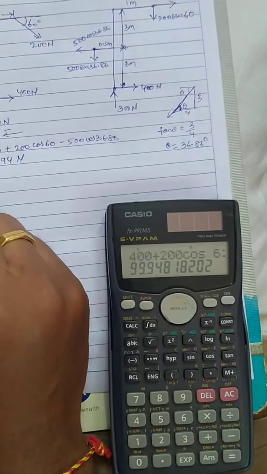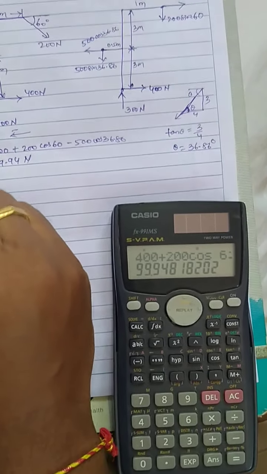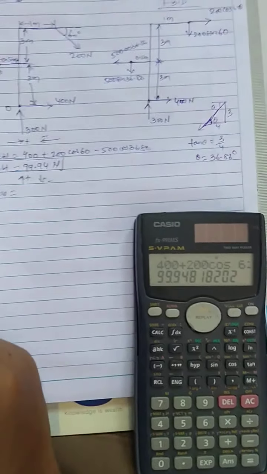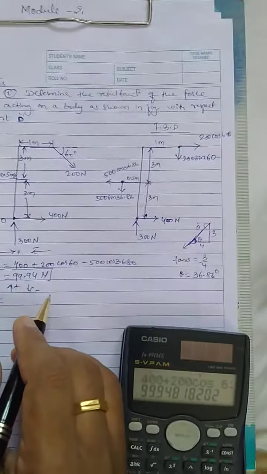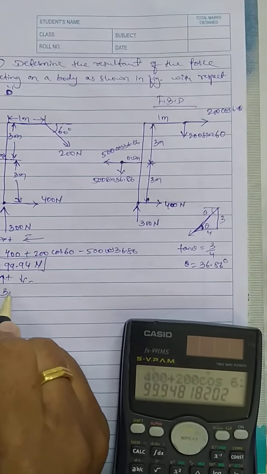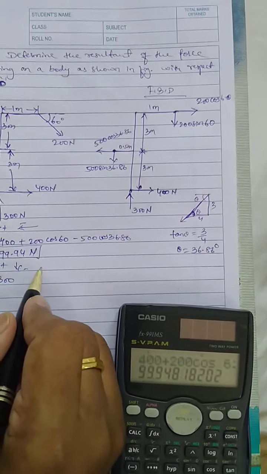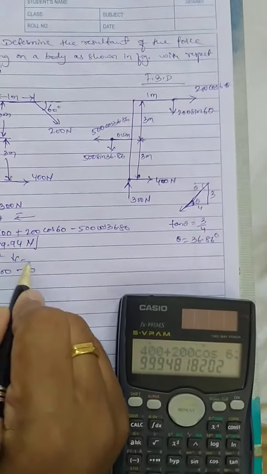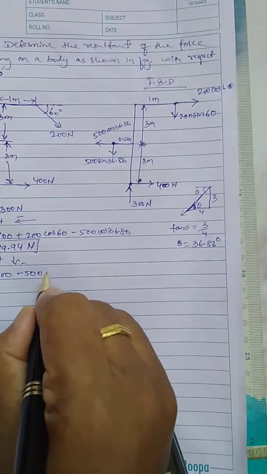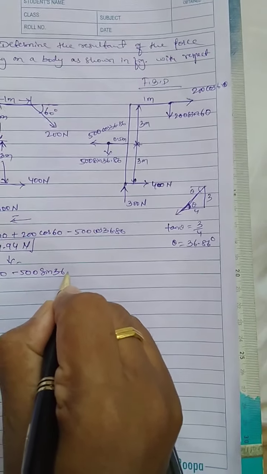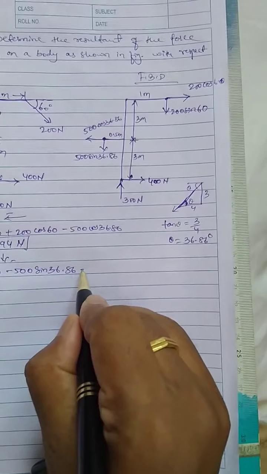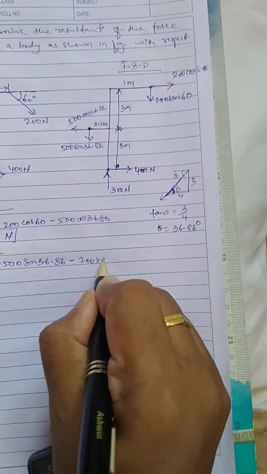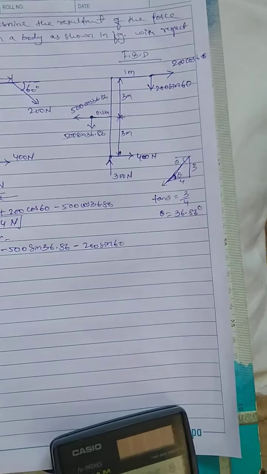Okay, now let us calculate summation of V. To calculate summation of V, our sign convention is upward acting forces are positive, downward acting forces are negative. This is our sign convention. Again look at this figure. 300 Newton is acting upward, plus. Whereas 500 sine 36.86 is acting downward, so minus. Now this 200 sine 60 is also acting downward, so it is minus.